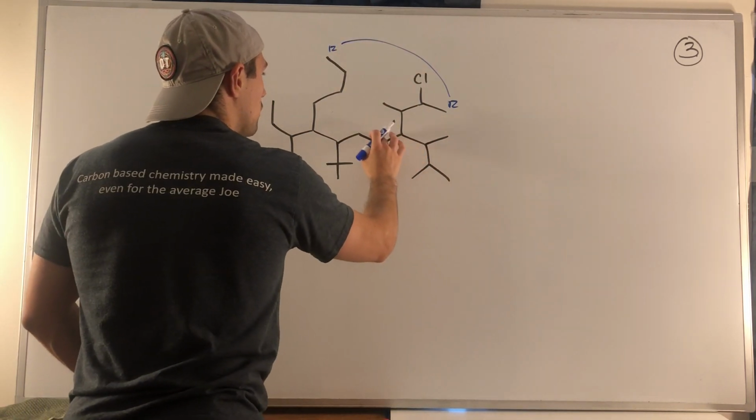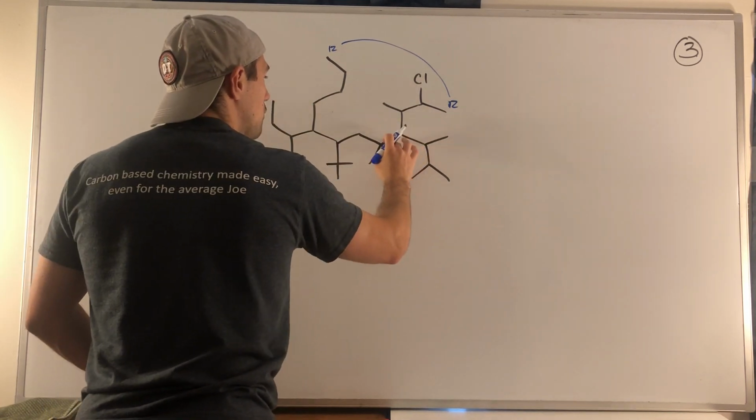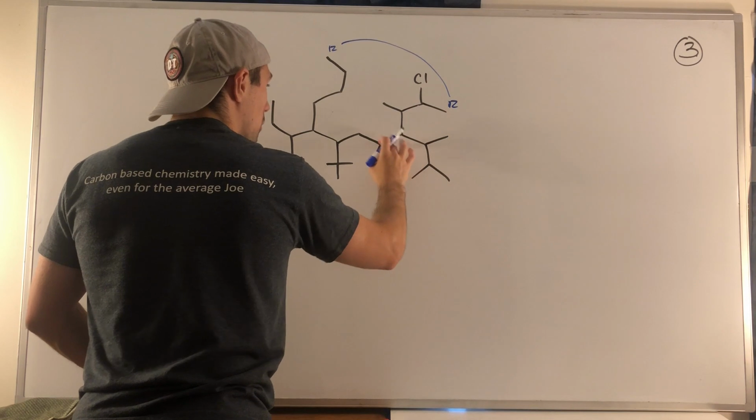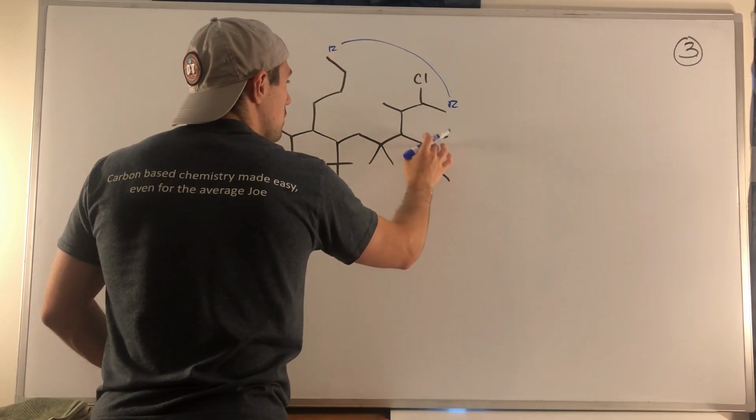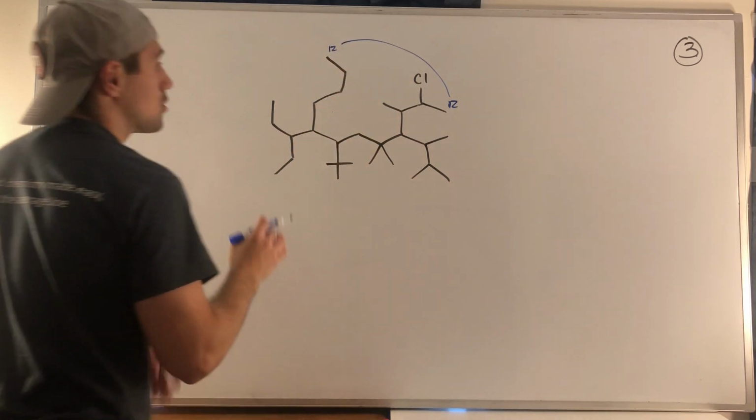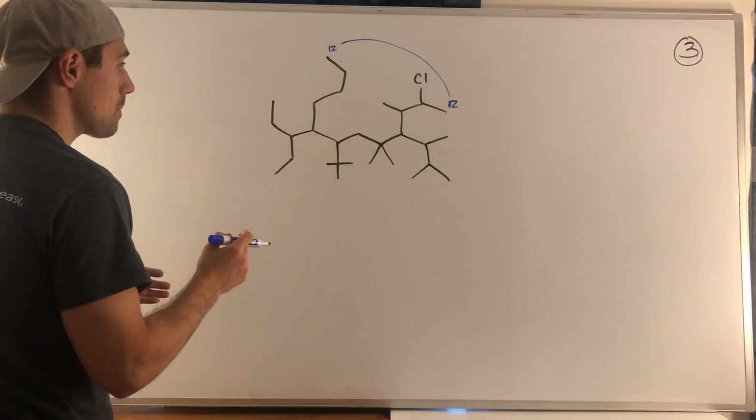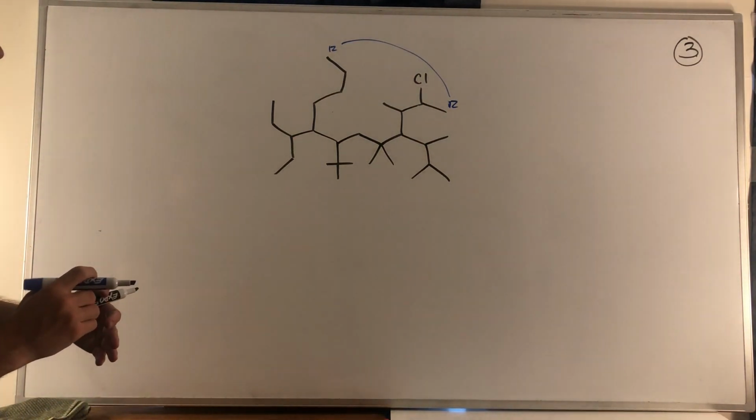1, 2, 3, 4, 5, 6, 7, 8, 9, 10, 11. 1, 2, 3, 4. 1, 2, 3, 4, 5, 6, 7, 8, 9, 10, 11, 12. Okay, so we do have a tie. So how do we settle this?